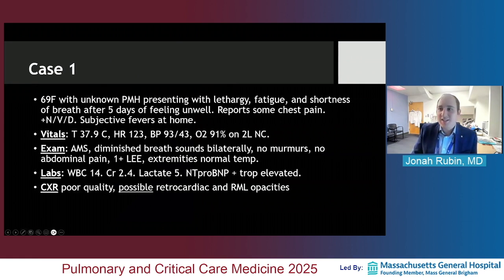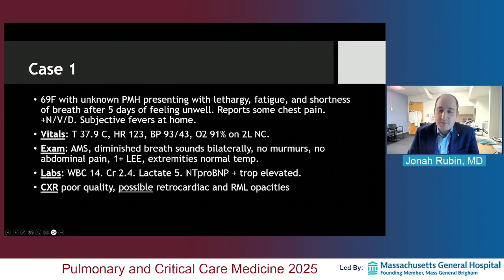A 69-year-old woman with unknown past medical history is coming in with lethargy, fatigue, and shortness of breath after 5 days of just feeling unwell. She's got some chest pain, nausea, maybe some vomiting and diarrhea, maybe had some fevers at home. Over here, you find that she's perifebrile, tachycardic, hypotensive, on some oxygen just to get to 91%.